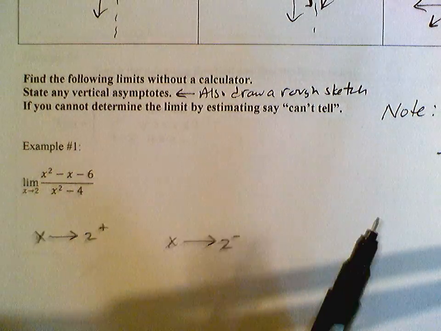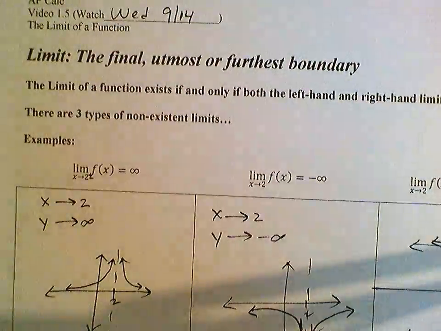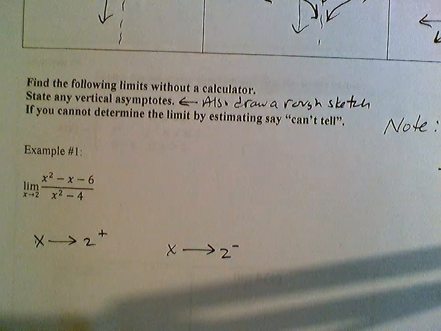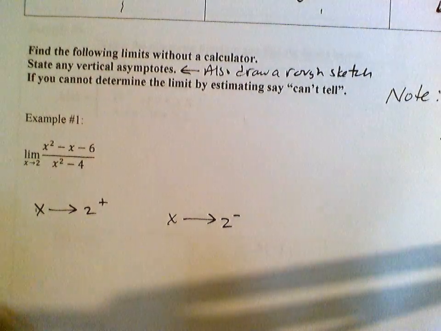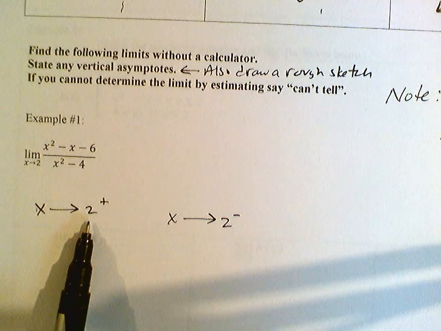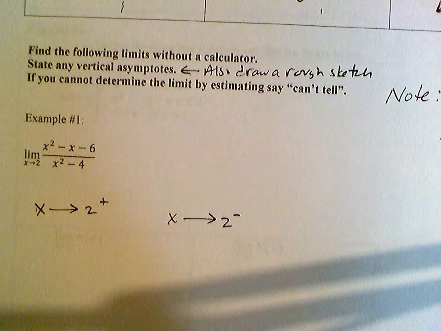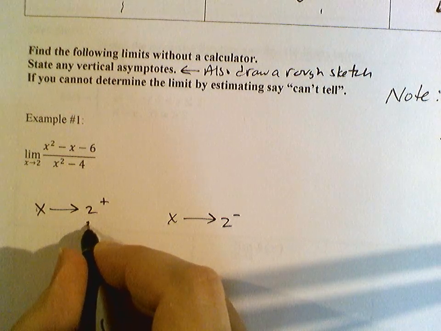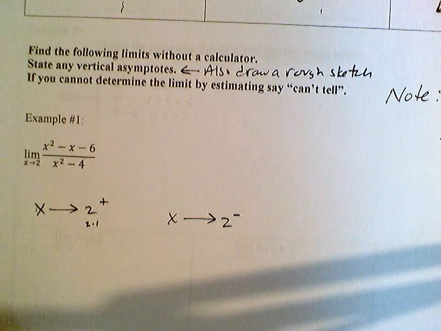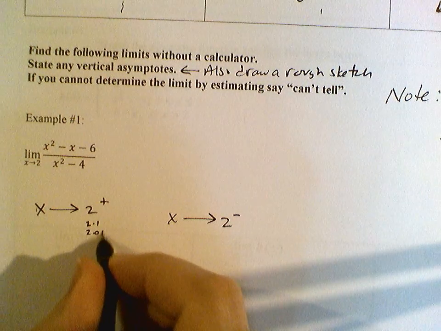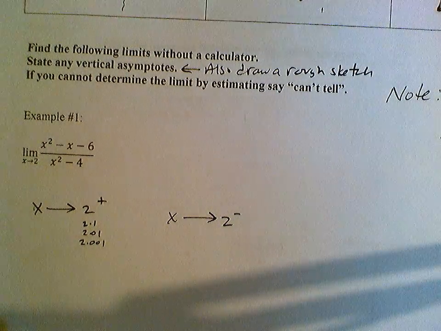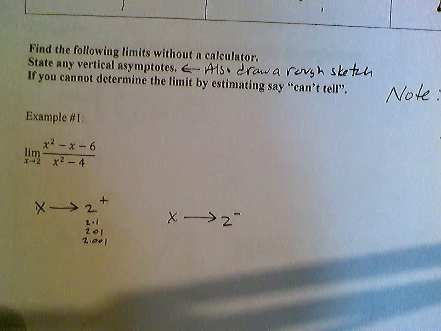Remember, the limit of a function exists if and only if both left-hand and right-hand limits exist and are equal. So we're going to do the left-hand limit, the right-hand limit, and we're going to compare those. Now, as I'm approaching 2 from the right, what are some numbers to the right of 2 but very, very close? Guys, this is optional, these little numbers I'm writing, but they might help. So 2.1, 2.01, 2.001. Those are numbers to the right of 2 and getting closer and closer to 2.